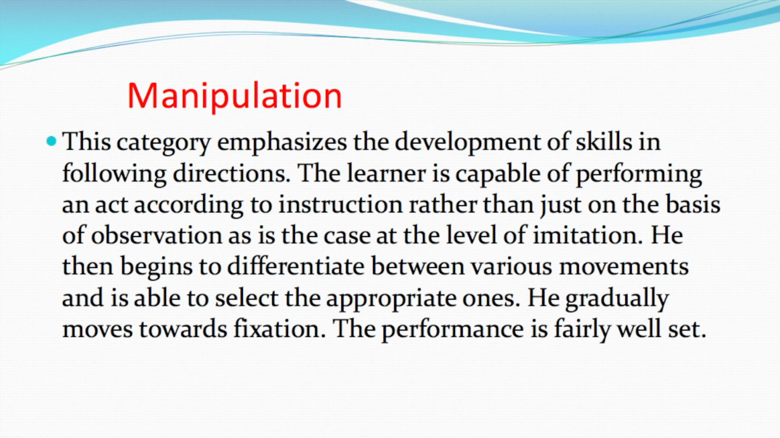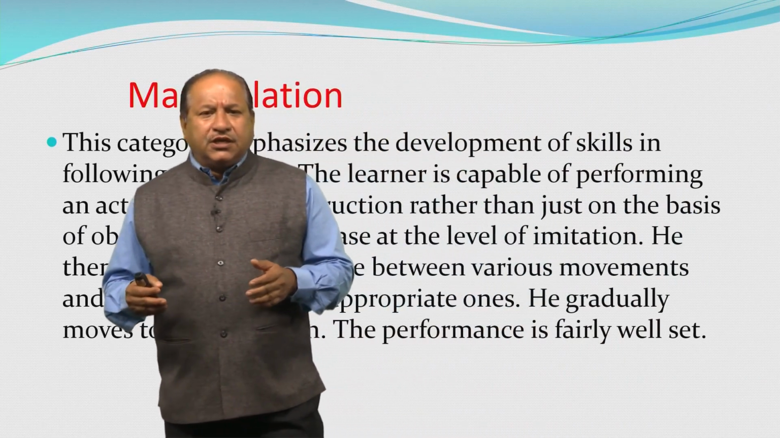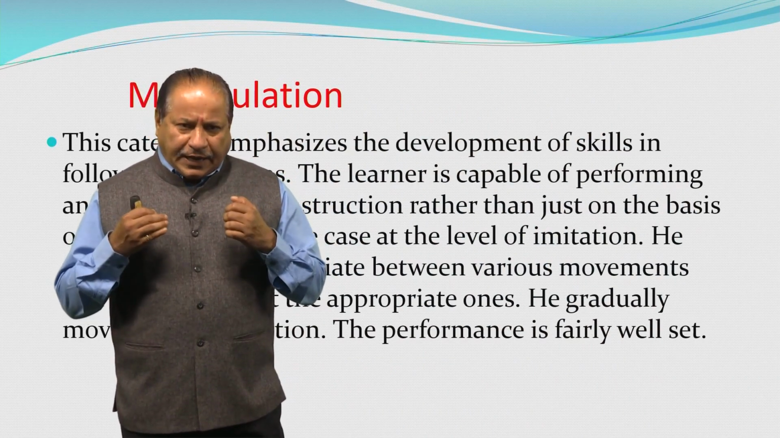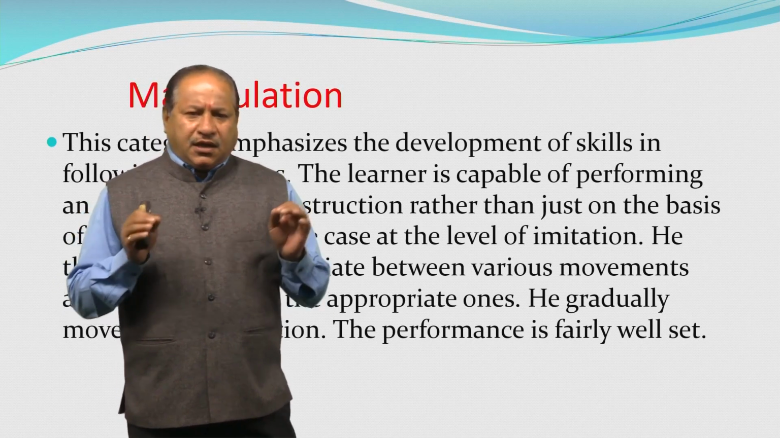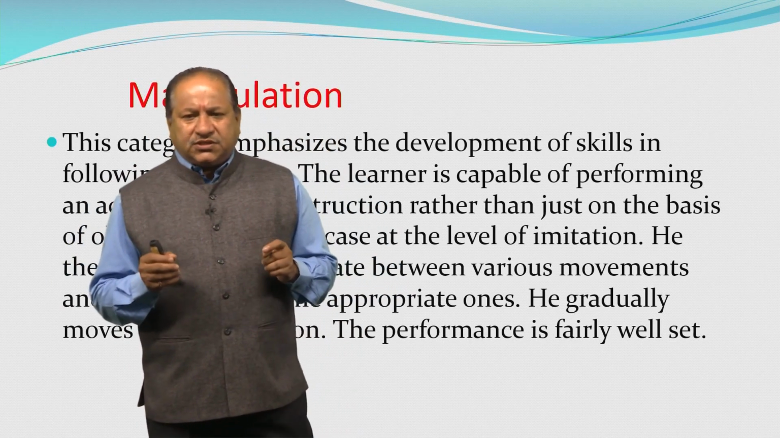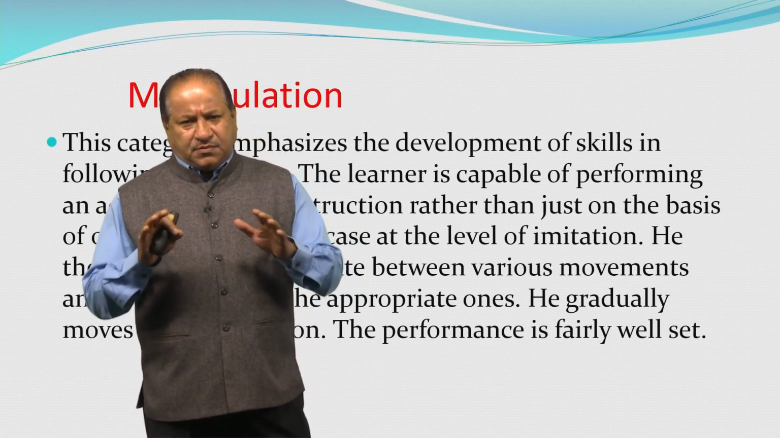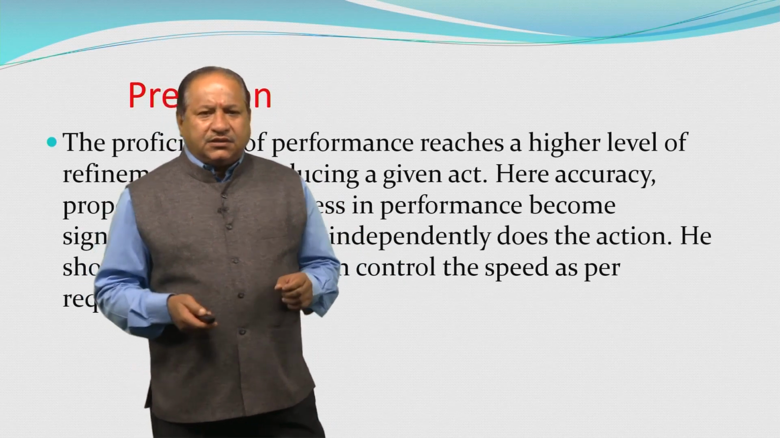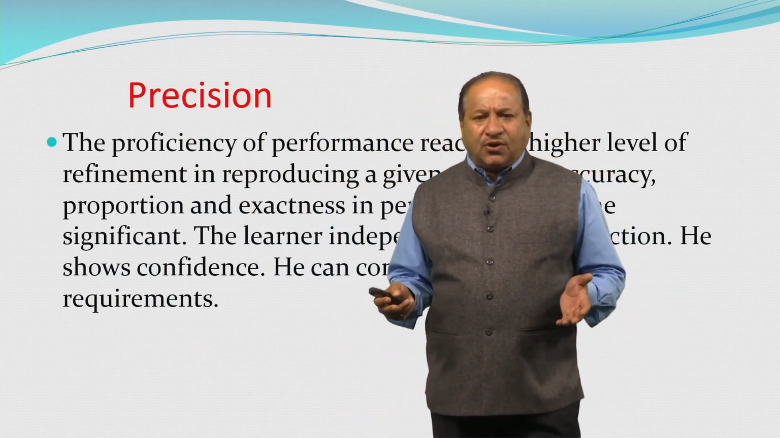At the imitation stage, whatever the skill is, it is simply performed. In the manipulation stage, the learner tries to develop a pattern of doing things. The manipulation stage plays a very important role in setting a pattern, and the skill is performed fairly well in this stage. After that, the precision stage plays a very important role in the learning process of any skill.